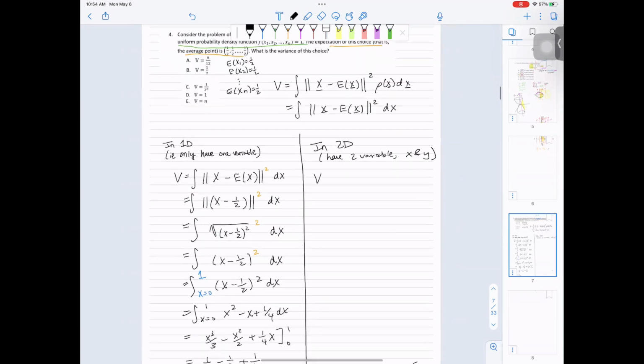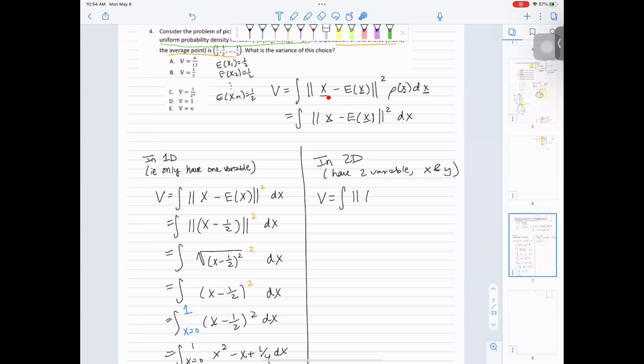What does my formula say? My formula says now that I do the length of this x underscore, which means the vector itself. Right now I have two variables, x comma y, minus whatever the expectation of (x, y) is, all squared dx dy.